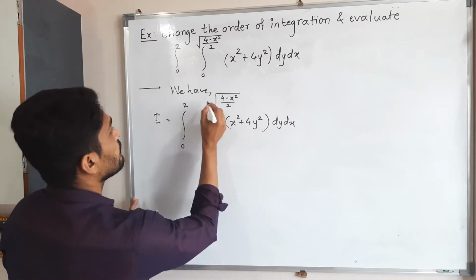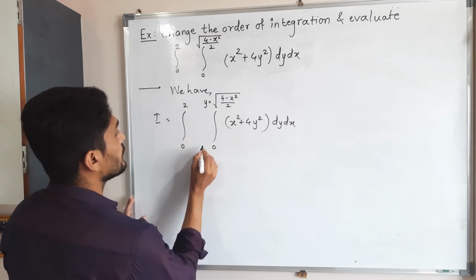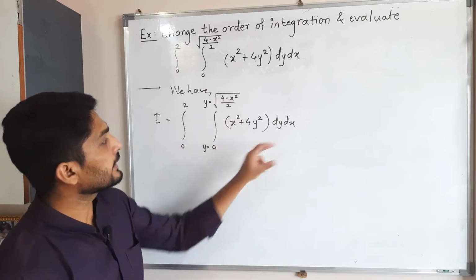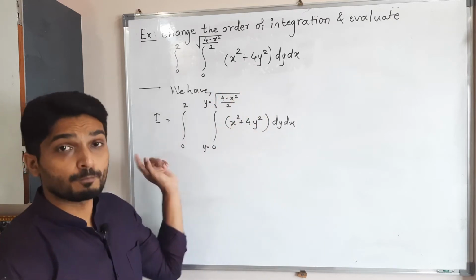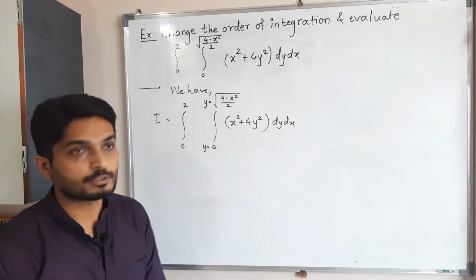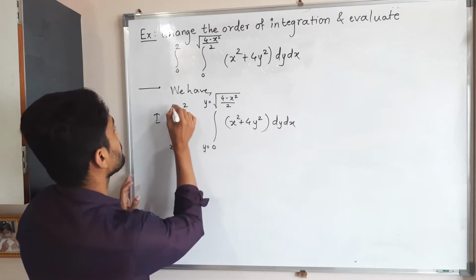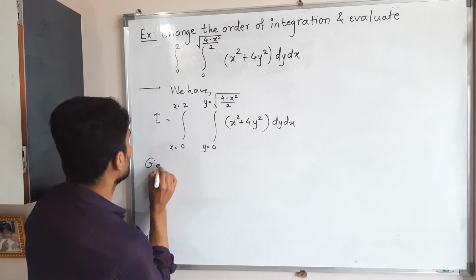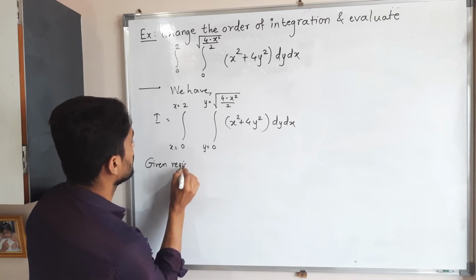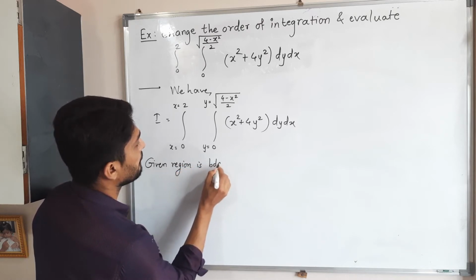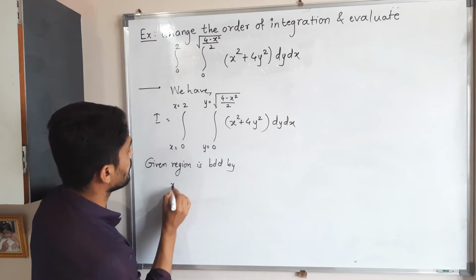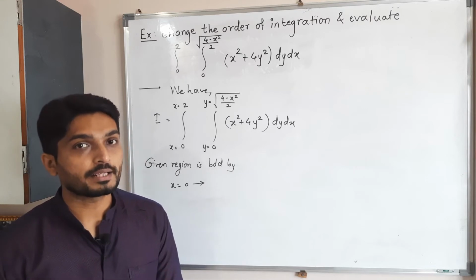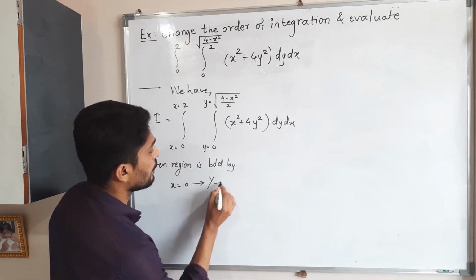So obviously these are the limits of y, so y is equal to 0 and y is equal to this root. That means we are solving the integration of y first. Obviously the outer integral is with respect to x, so these are the limits of x. Therefore I can write, the given region is bounded by, first, x is equal to 0. This is the equation of what? The y-axis, get it?